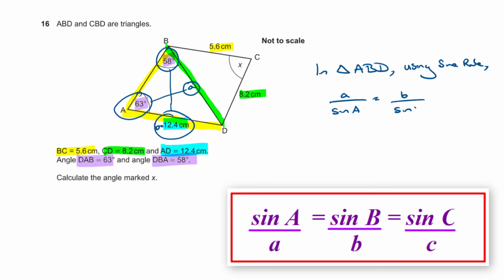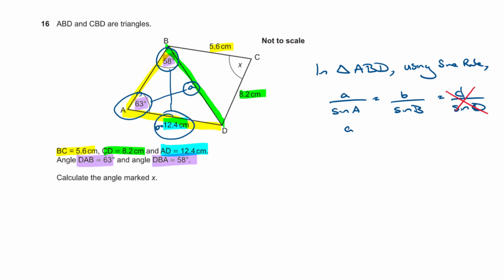Okay, we only ever use 2 of the 3 parts though. Well, it's D actually, wasn't it? D over sine D, I suppose we should have had, but actually we don't need that one. Don't know it, don't care about it anyway, so we're just going to forget about that bit. So I'm going to use A over sine A equals B over sine B. So A is what we're trying to find, over sine 63. B is 12.4, and sine B is sine 58. Okay, so rearranging for A, just basically going to cross multiply this sine 63 up here.